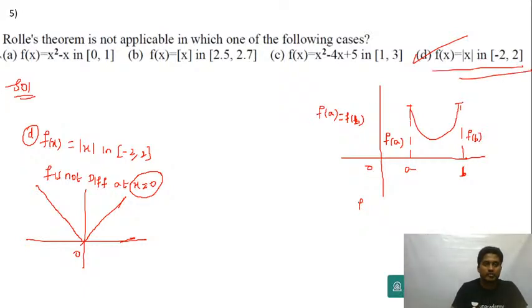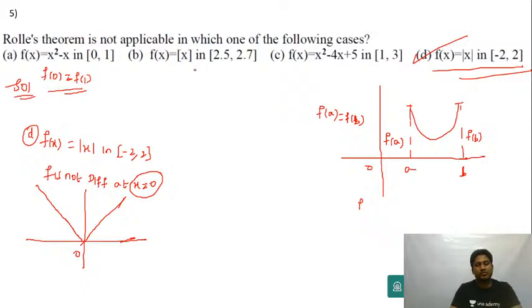In this problem, no problem. In the first option, f of x is equal to x square minus x. It's a polynomial function, so it is continuous in the closed interval, derivable in the open interval, and also f of 0 is equal to f of 1. No problem. Here also same.